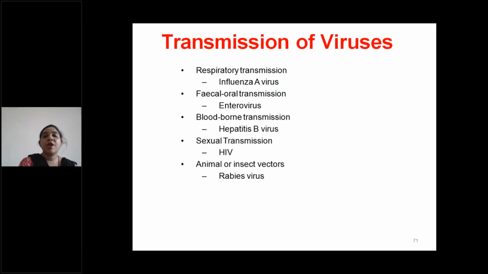Next, transmission of viruses. How are viral infections transmitted? Example, first one, respiratory transmission. Example, influenza virus. Have you heard about influenza? Yes, we usually call it flu. Next, fecal-oral. Example, enterovirus. Bloodborne transmission: hepatitis B virus. Sexual transmission: HIV. Animal or insect vector: rabies virus.